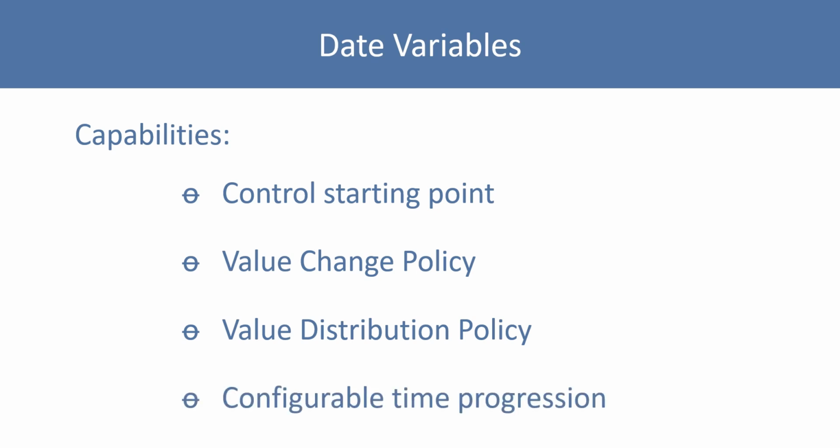And finally, configurable time progression. Current date is mostly associated with the system clock during the test execution. With the date variable, all these can be configured. Let's look at date variable practically.